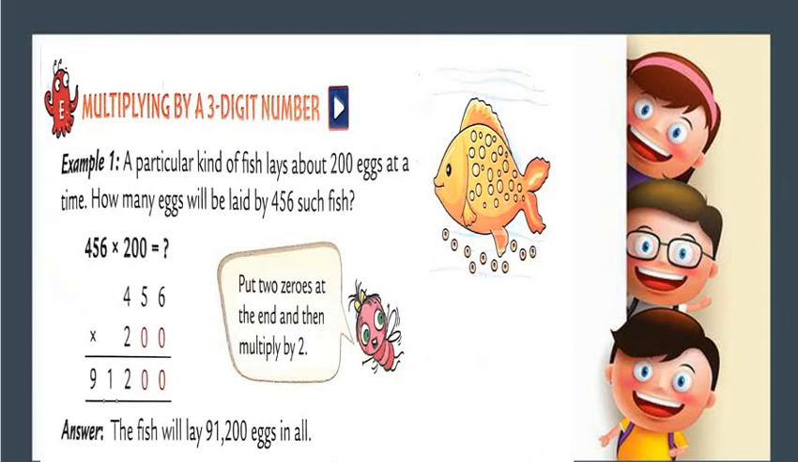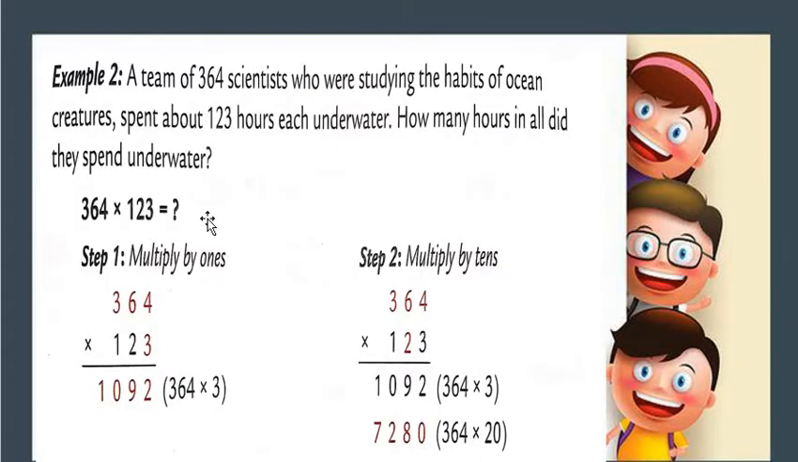Now we move on. Example number 2. I hope you remember example number 2 we have done, but again I'll repeat it. Yesterday I explained very fast, so now I'll repeat slowly. Okay, keep it in mind, all students, some points and some notes. These both steps, multiply by ones and multiply by tens, keep them in our mind.